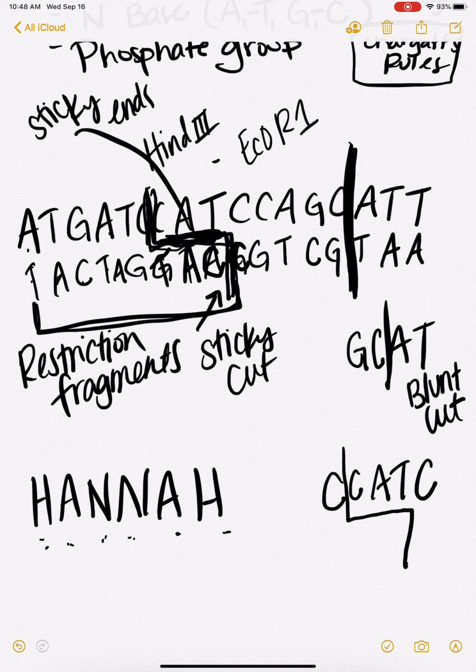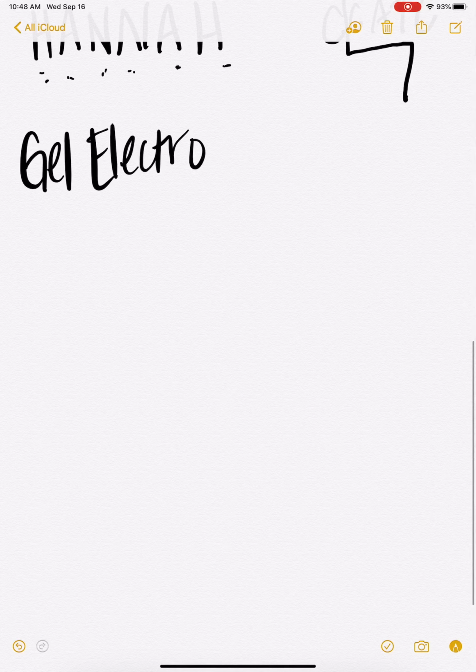But these are called restriction fragments. And so then what you do once you have restriction fragments is you can run the DNA in a process that's known as gel electrophoresis.